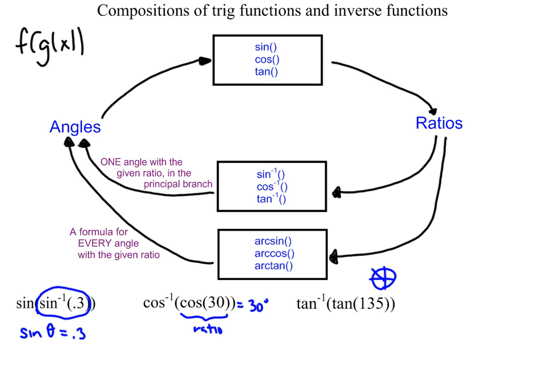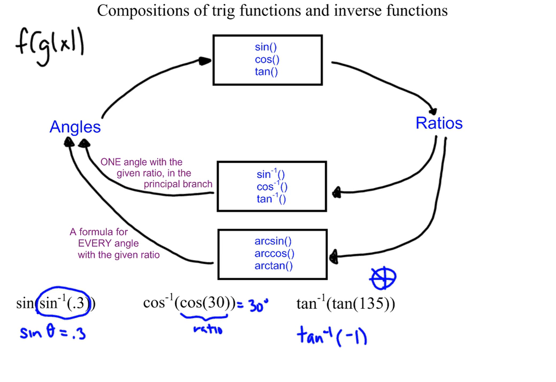135 is here. I'm going the same amount left and up. So that means that the tangent of 135 is -1. So this is saying inverse tangent of -1 if I evaluate tangent of 135 on the inside. Now, inverse tangent of -1 is saying give me the one angle in the principal branch of tangent that has a tangent ratio of -1.